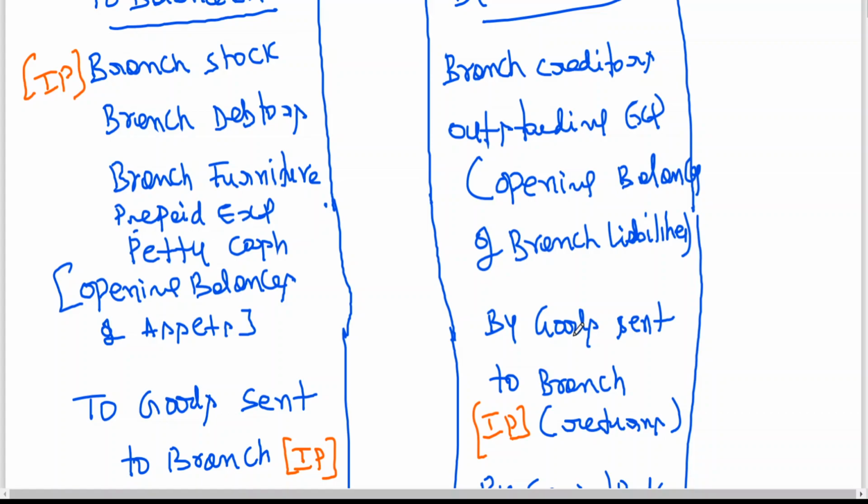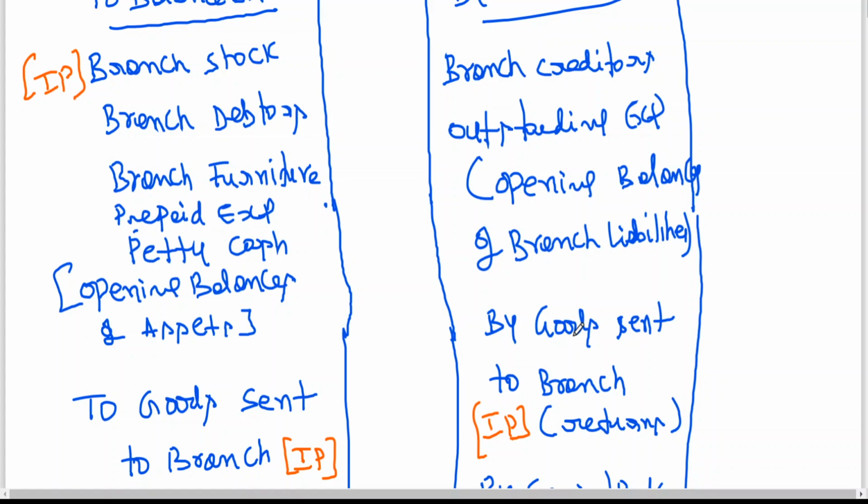12th one. To record the closing balance of branch liabilities. Branch account debit to branch liabilities, individually.